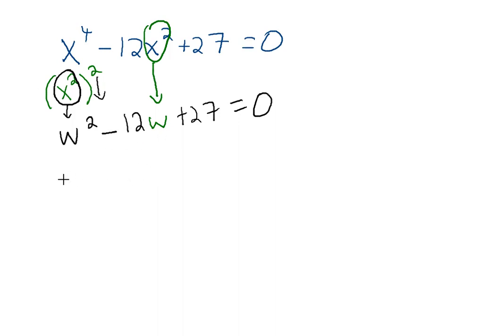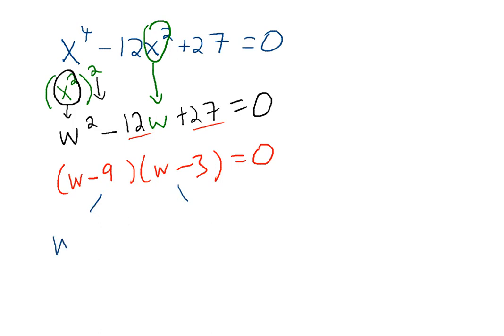So I will solve this as a quadratic equation. We'll do this by factoring. But again, if you weren't sure how to factor it, you could use the quadratic formula. We want to find two numbers that multiply to 27, add to negative 12. So two numbers that will do that are negative 9 and negative 3. So this will factor as w minus 9 times w minus 3. We'll continue the process of solving this equation.